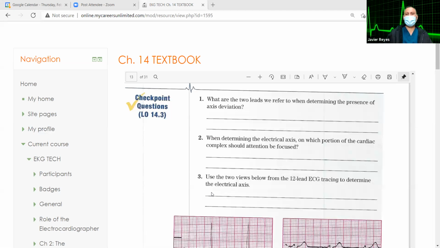What are the two leads that we refer to when determining the presence of axis deviation? What two leads do we have to look at? Here's the question. Yes, checkpoint questions. What two leads do we use to refer? Lead one and AVF is correct. When determining the electrical axis, on which portion of the cardiac complex should attention be focused on?